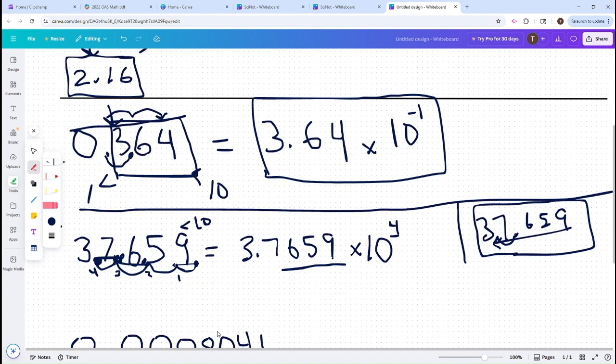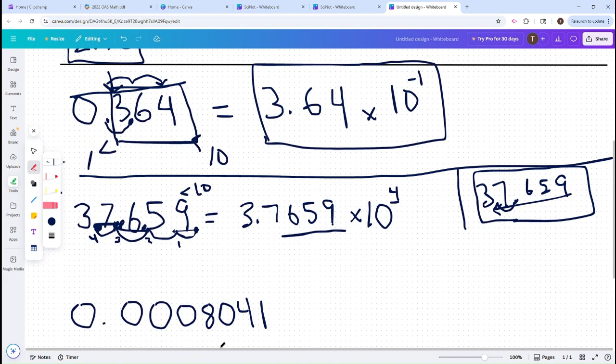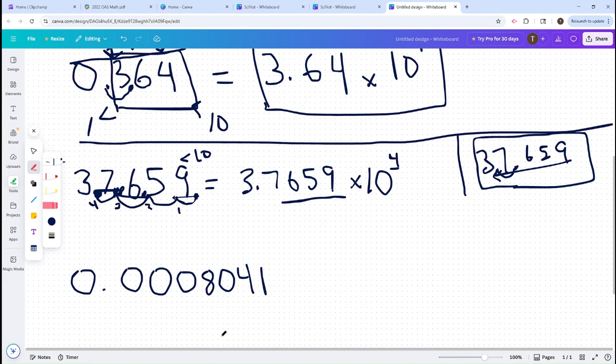Let's take a look at a moderate decimal here. So what we got going here? It's a decimal. This number, believe it or not, is bigger than 0. It's only like this much bigger than 0, but it's bigger than 0. This is the tenths, hundredths, thousandths, ten thousandths, hundred thousandths, millionths, ten millionths. This number is 8,041 ten millionths.